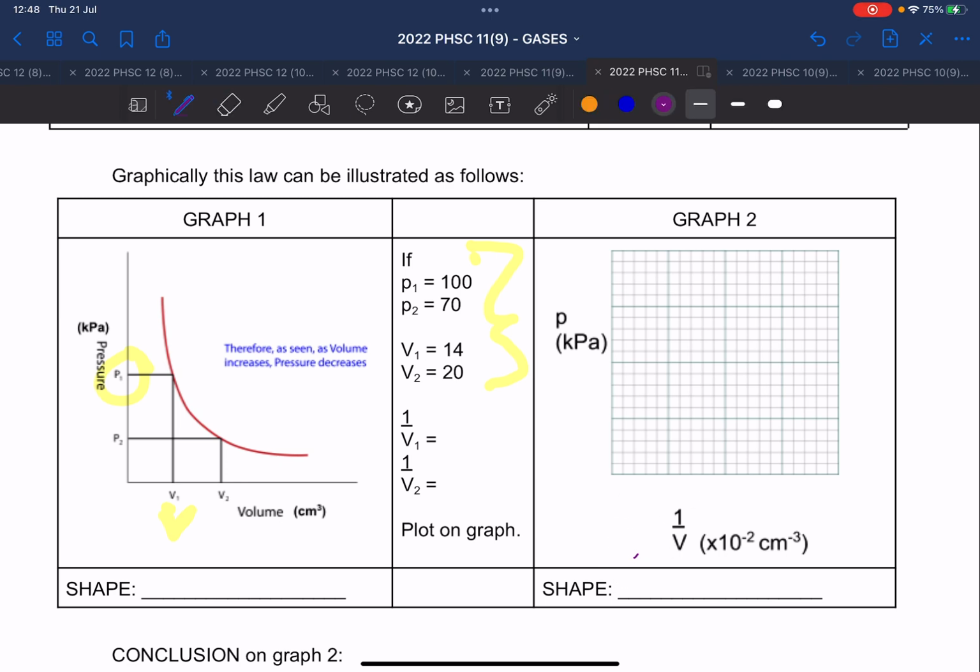What is 1 over V1 if V1 is 14? What is 1 over V1? Does anyone have a calculator? 1 over 14. What's the answer? What is 1 over 14 in decimal places?